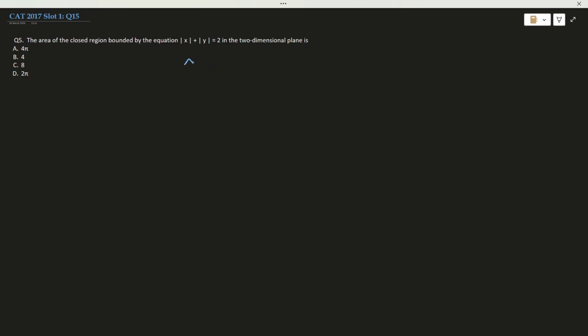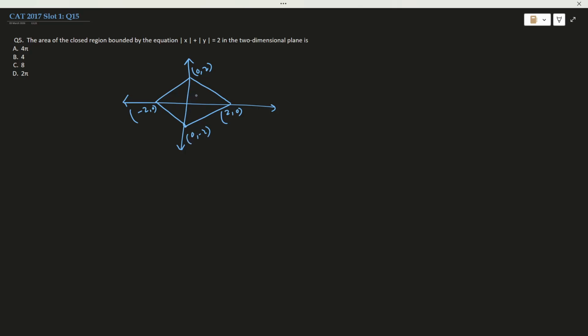So this is a very simple question. When mod x and mod y is given, the region will be like this. Alright guys, it will be symmetrical, although it is not looking symmetrical in my diagram. Here it will be minus 2 comma 0, 2 comma 0, this will be 0 comma 2, and this will be 0 comma minus 2. These are the points.